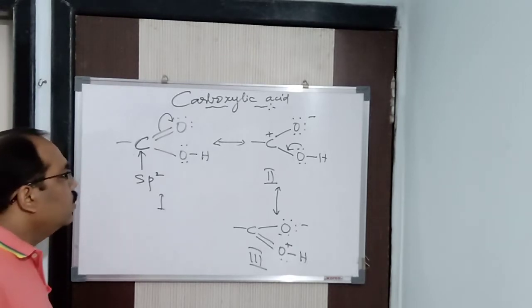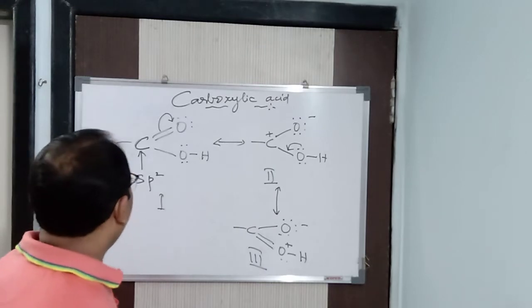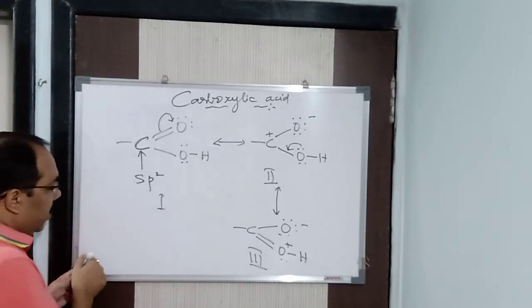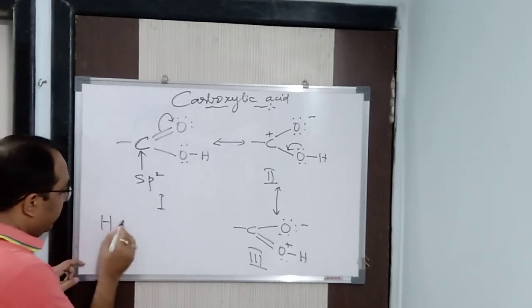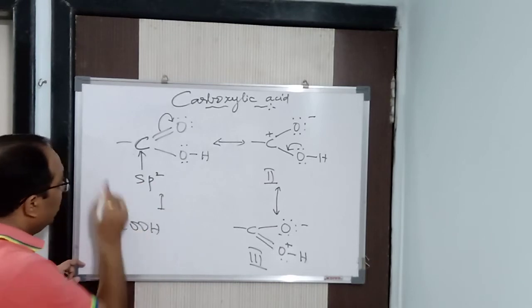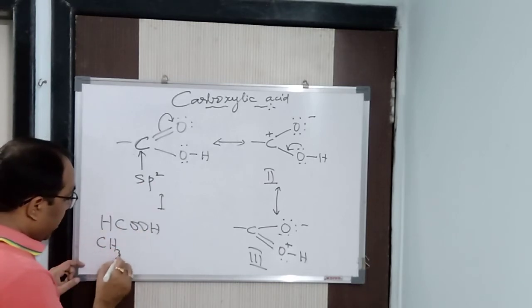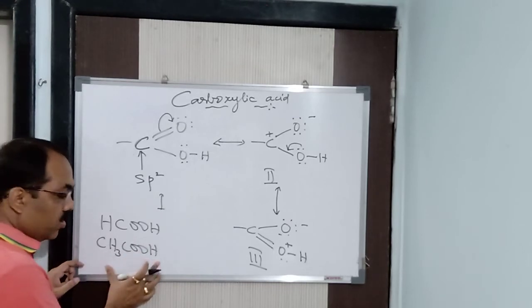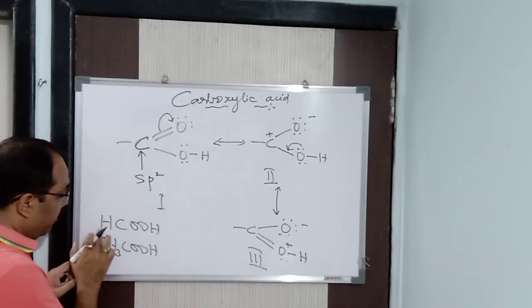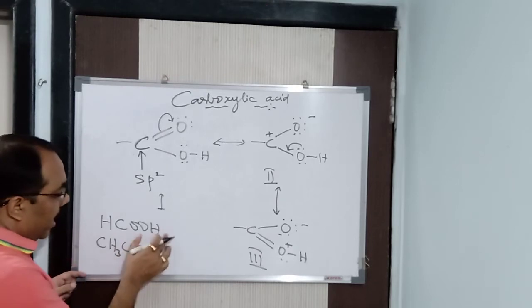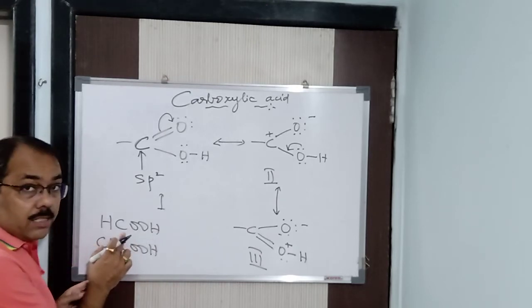Now coming to the acids. Now if I put an H atom here, then what will I get? I will get formic acid, HCOOH. If I put a CH3 group, then I will be getting CH3COOH. Now this is called formic acid. Formic acid is a common name. The IUPAC name is methanoic acid.